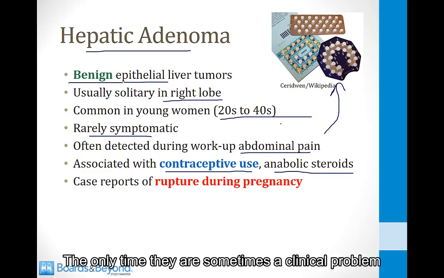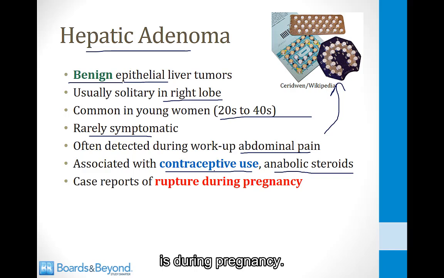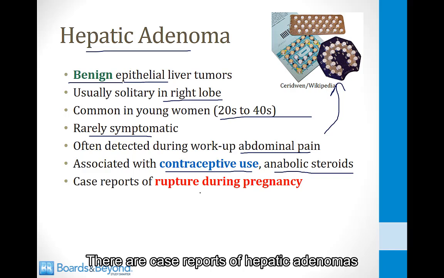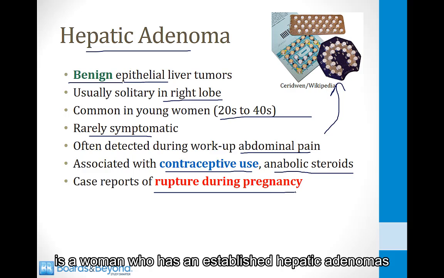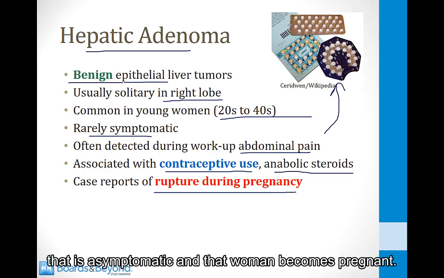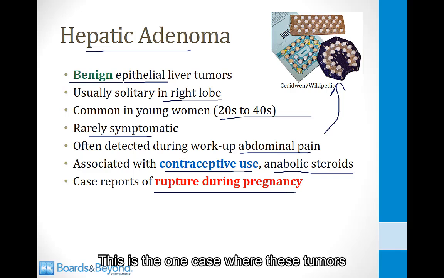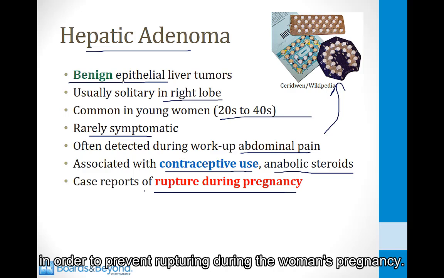The only time they are sometimes a clinical problem is during pregnancy. There are case reports of hepatic adenomas that rupture during pregnancy, and a very tricky clinical scenario is a woman who has an established hepatic adenoma that is asymptomatic, and that woman becomes pregnant. This is the one case where these tumors are sometimes excised or ablated in order to prevent rupturing during the woman's pregnancy.